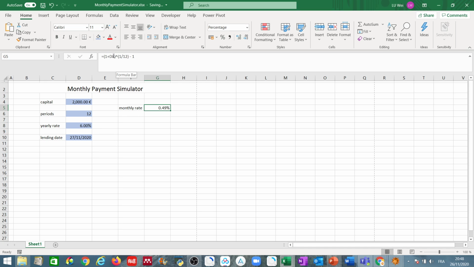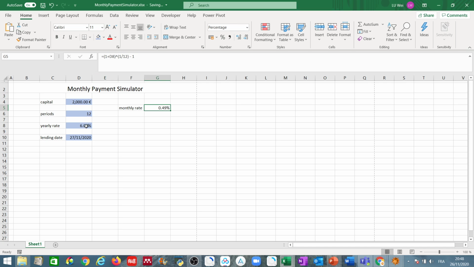Why could it be updated? Because we have referred to this cell, not this value 6%, but this cell. So just in D8 here, and the value in the D8 cell, what will it be? It will refer to this value.